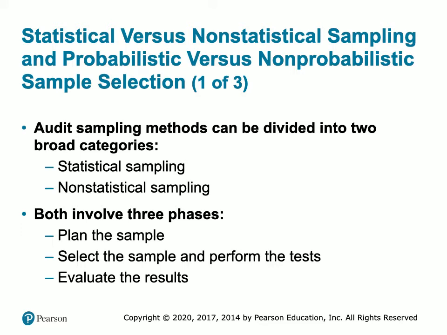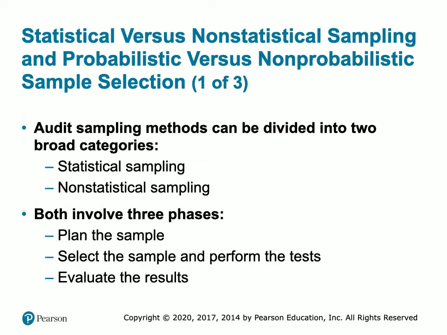So statistical versus non-statistical sampling. Both are appropriate for auditing standards. Both are acceptable. Both involve planning, selecting the sample, and performing the test. But non-statistical sampling tends to give you larger sample sizes because you don't have the validity of a rigorous statistical model to be able to support your conclusions. Therefore, you have to do more tests. It's as simple as that.